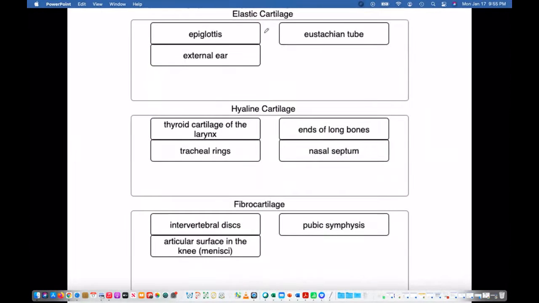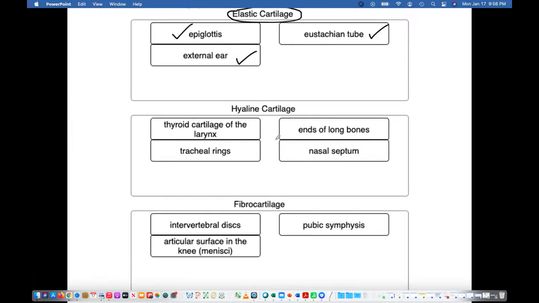Now we're looking at the cartilage, the three categories. So elastic, which has more flexibility, that's going to be in the back of the throat, the epiglottis, right? So that when you swallow food, the epiglottis folds over your windpipe, closing off the windpipe, so food is driven down the esophagus. The external ear is elastic, and inside the ear, the eustachian tube.